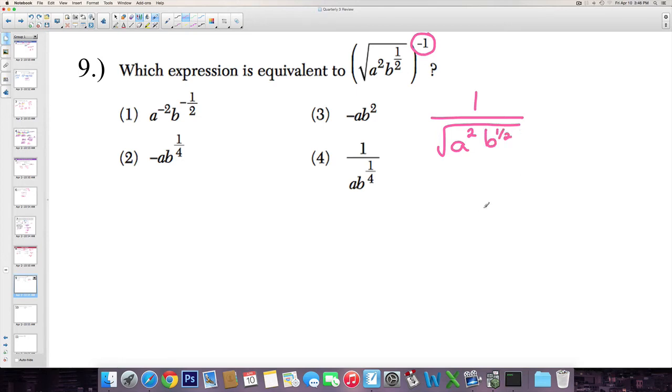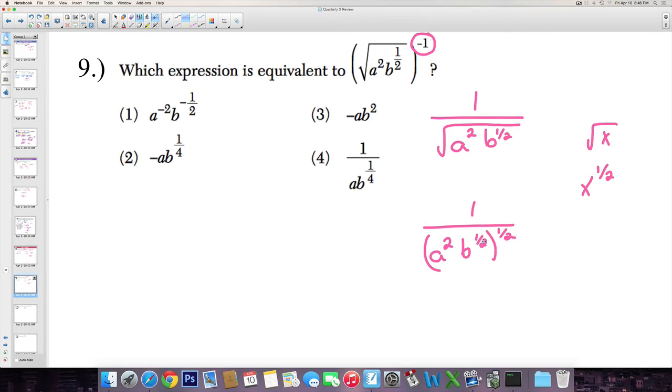So now we have this. From here, what I might do is think about raising all of that. So if we're taking the square root of something, we're really raising it to the 1/2 power. It's the same thing. Square root is the same thing as raising something to the 1/2 power.